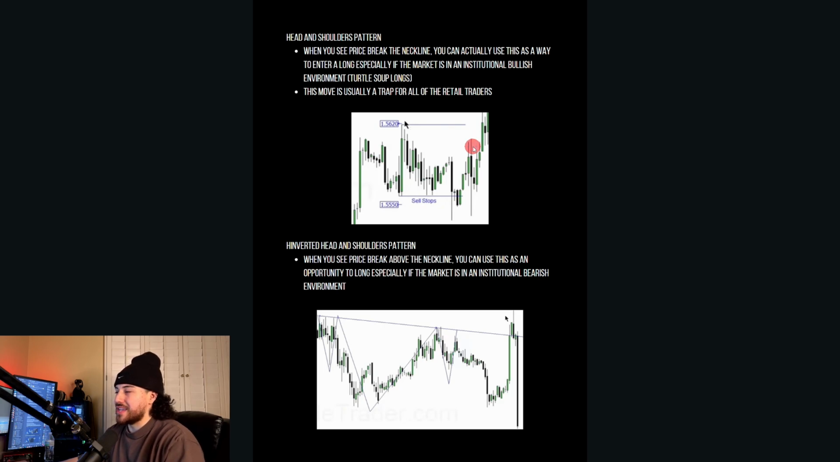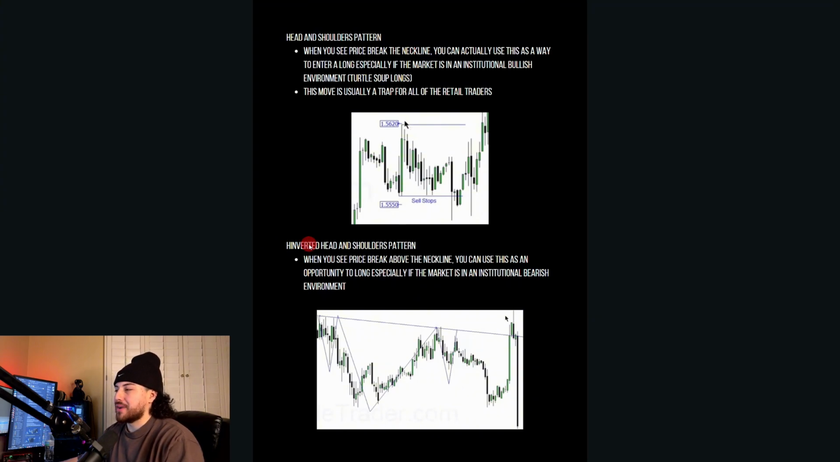And usually we can see that it will go higher, especially if the higher time frame or the institutional environment is, as it says, bullish. If the institutional environment is bullish, we don't really look for shorts because we understand that most likely price is in bullish order flow, or the market is just simply bullish, to make it very simple. So yeah, there's that. And then inverted head and shoulders pattern.